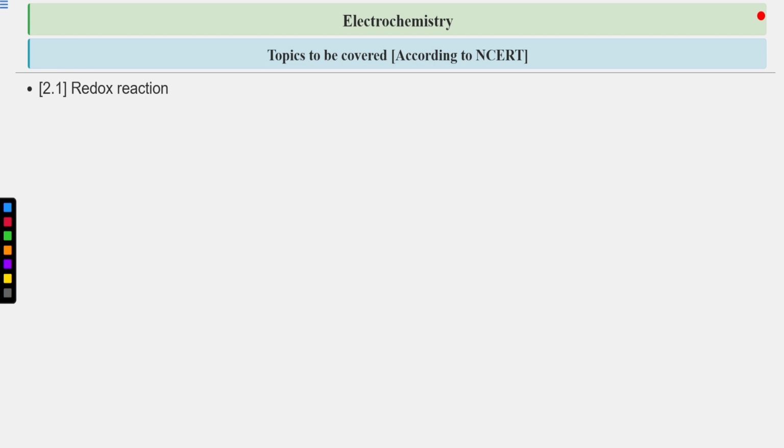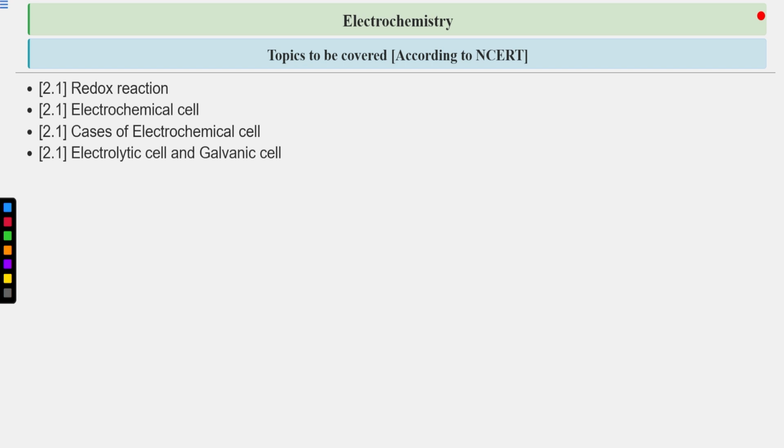So, the topics to be covered according to the NCERT are: first, redox reaction, which comes under section 2.1 in the electrochemistry chapter. Then we will cover the electrochemical cell, which is also topic 2.1 in the NCERT textbook. Then we will talk about the cases of electrochemical cells, under section 2.1. Then we will talk about the electrolytic cell and the galvanic cell.